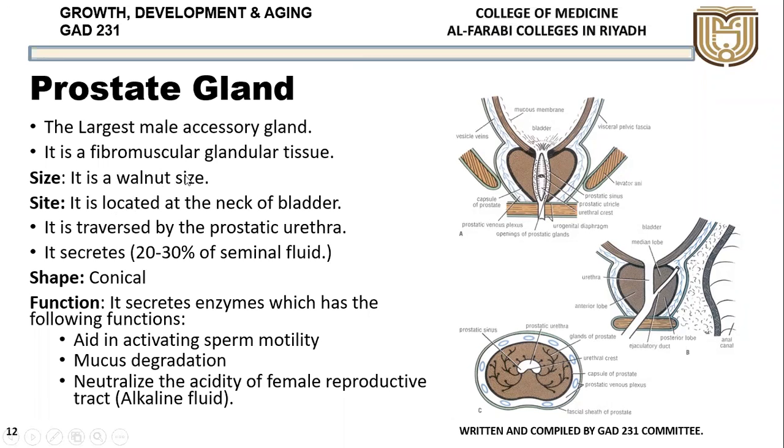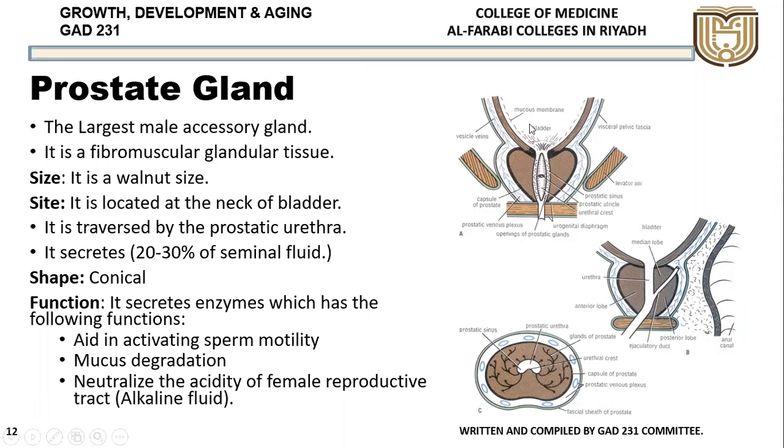The size is almost the size of a walnut, and it is located at the neck of the bladder. This is the bladder. The neck of the bladder is below. Neck means usually it should be above, but here it is below. So the prostate is at the neck of the bladder, just below it.